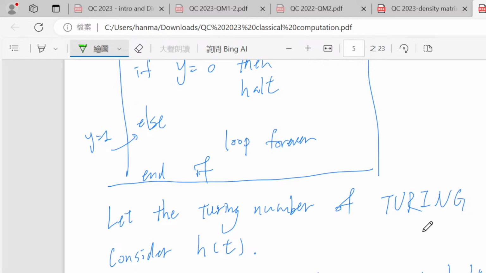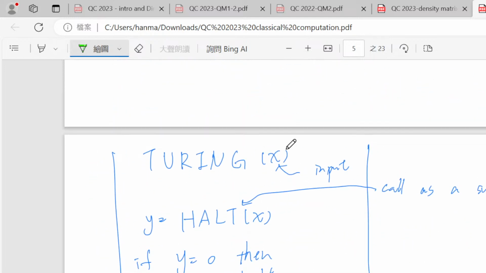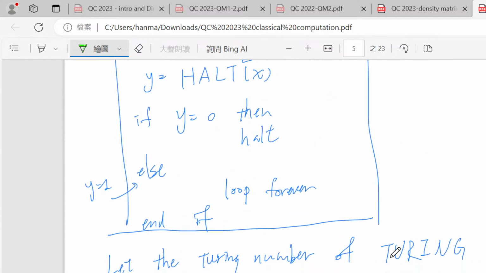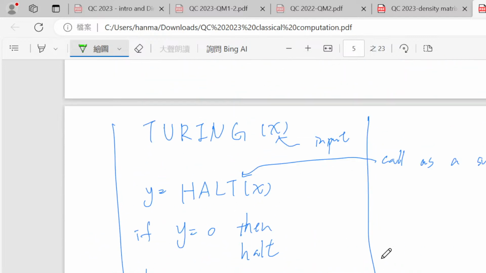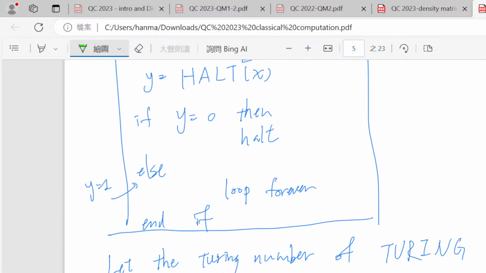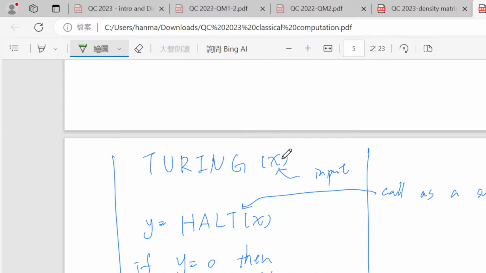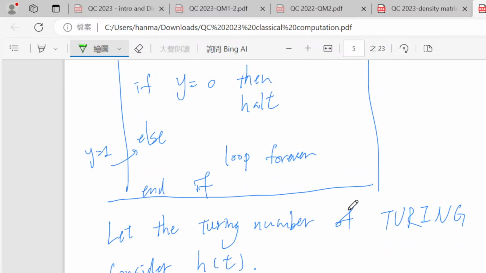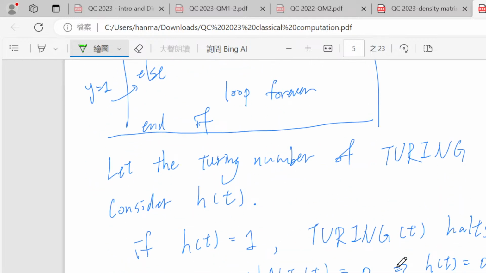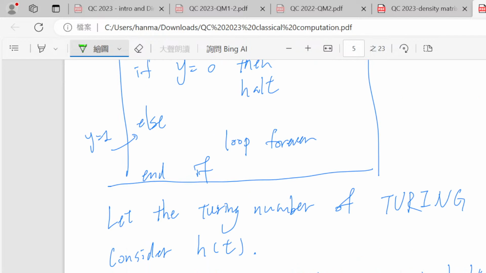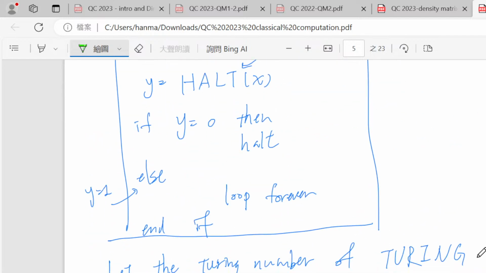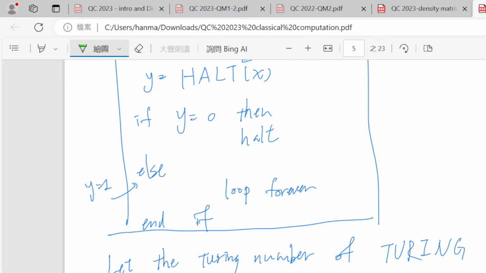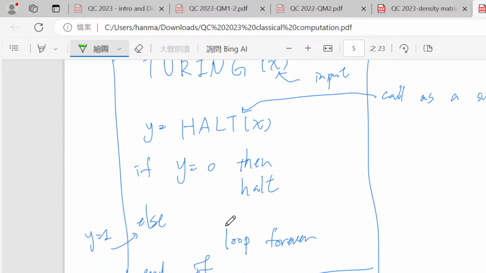Okay, so we have a lot of recursion here, but now we go to the contradictory part. Turing is a Turing machine, so it has a Turing number t. Consider whether, when you put t inside itself, it halts. So we want to see what is hold of t. If we put t inside here, does it halt? And we prove that it's neither 0 nor 1. So if h of t equals 1, that means t halts on itself. So we put t inside and it halts.